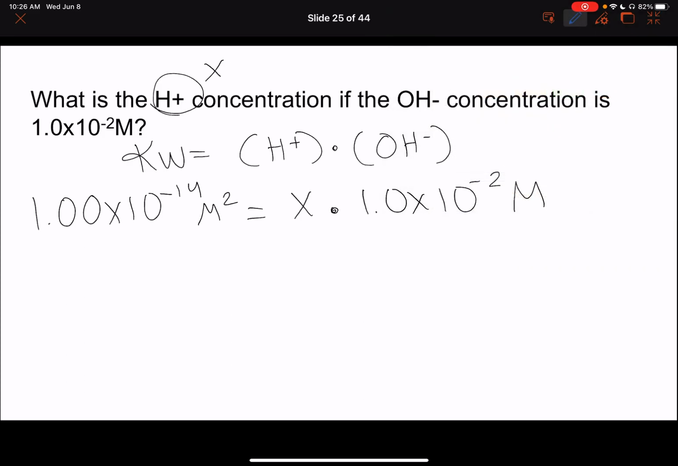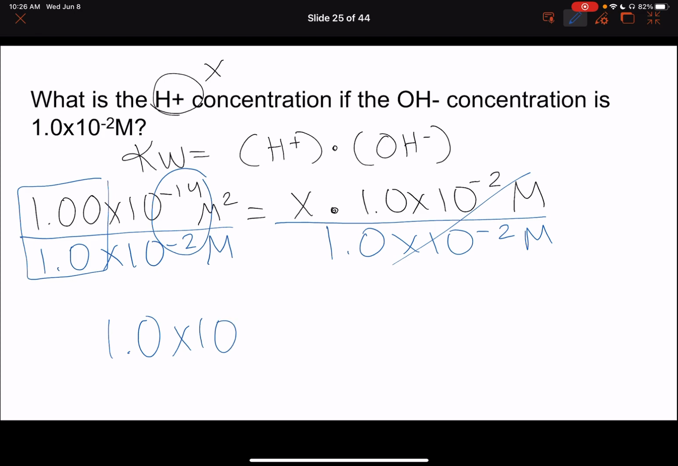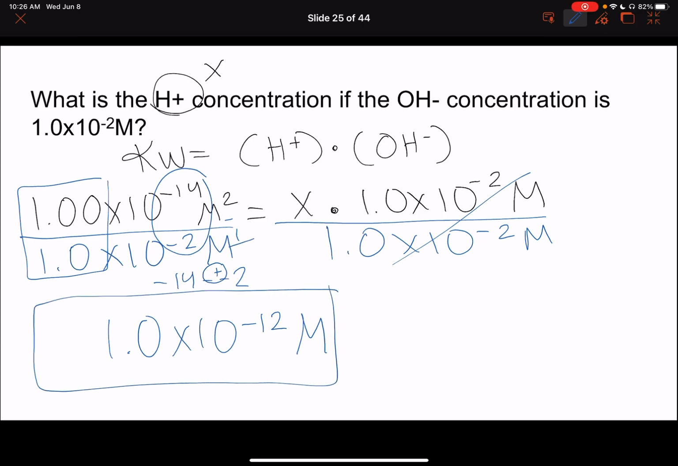So like we've been solving before, how do we get X by itself? We're going to divide both sides by that OH. So that side cancels out. Now, in math class, when you have exponents and you're dividing, you're actually going to subtract. So what's 1 divided by 1? 1, excellent, times 10, and then what's a negative 14 minus 2? 2 negatives make a positive, so we'll see it's 10 to the negative 12, and then one of our M's cancels out. So we'll see that the H plus concentration would be equal to 1.0 times 10 to the negative 12.